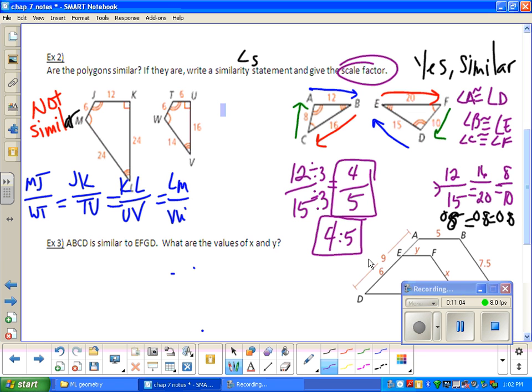Okay. And again, this is in the textbook, page 465, these two examples. So if you are confused, if you need to look at a different way of seeing this, go ahead and look on that page.